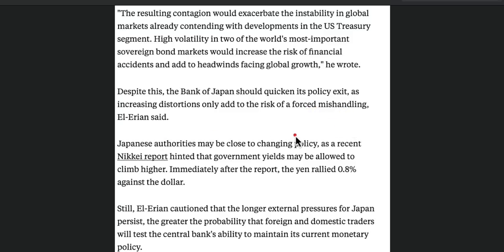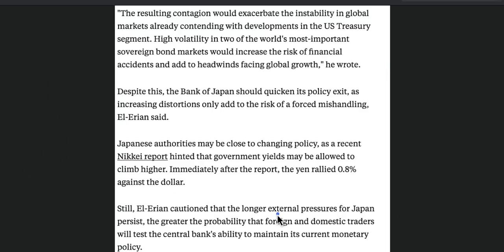Japan authorities may be close to changing policy, as a recent Nikkei report hinted that government yields may be allowed to climb higher. Immediately after the report, the yen rallied. That's why the dollar's been dropping. Yen rallies, dollar drops. Okay, makes sense? Yen rallies, dollar drops. All right.